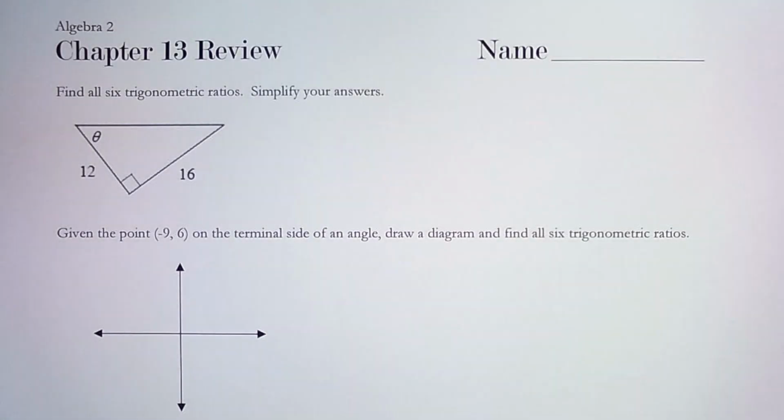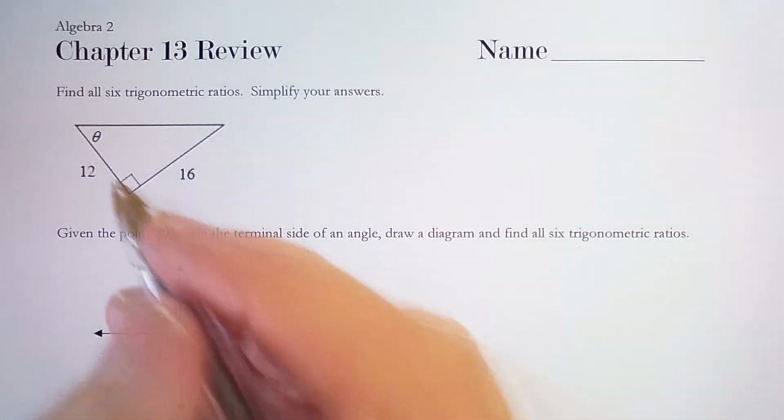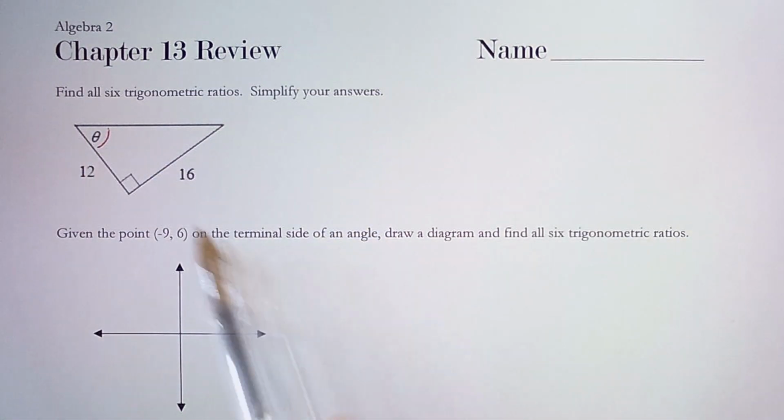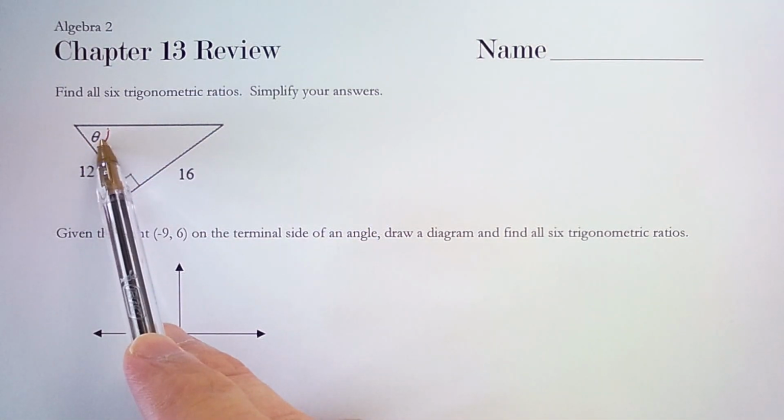Hey everybody, we are going to begin a review of some basic trigonometry, and we're going to split this up into 4 videos. In this first video, we are going to talk about finding all 6 trig ratios. So here, we want all 6 trig ratios for theta, and we want our answers simplified.